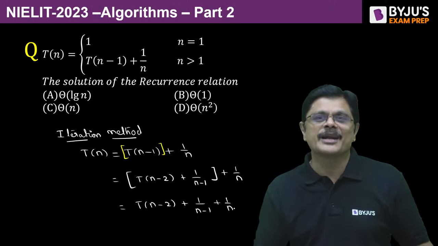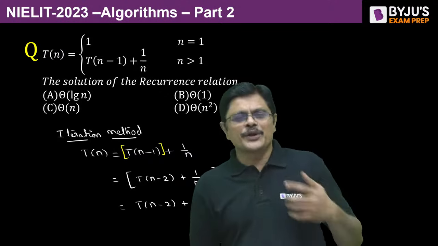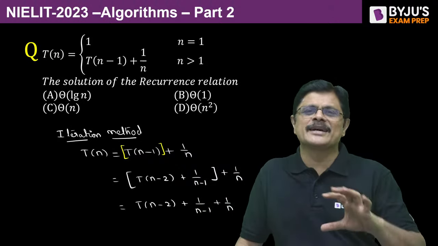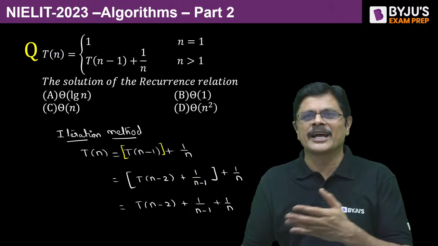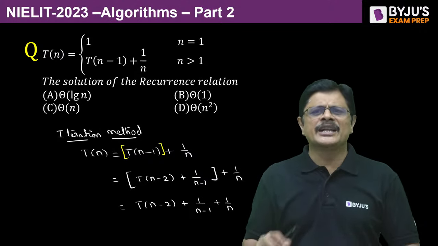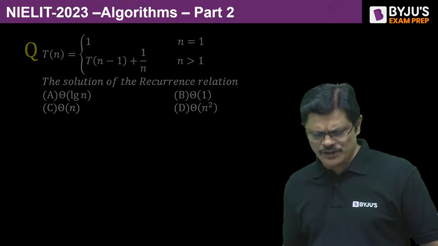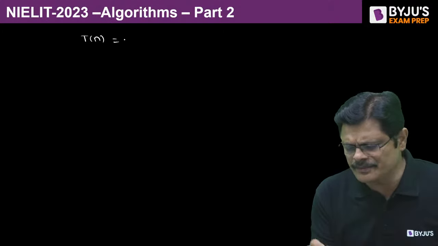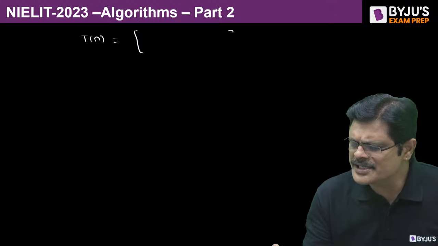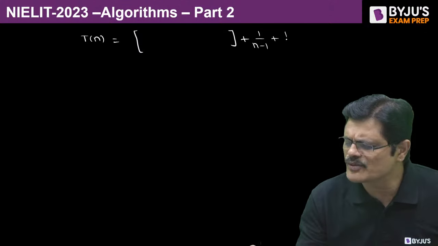Now again, what is T(n-2)? In this iteration method, we keep reducing until we make some particular observation. If you are able to make the observation here itself, you can directly write the final answer. Otherwise, you can do two or three more steps. We just need to reduce it to some standard form. So if you observe, T(n) is equal to T(n-2) + 1/(n-1) + 1/n.